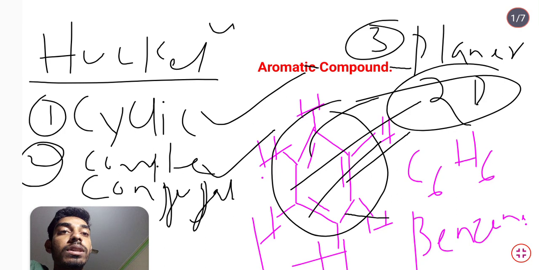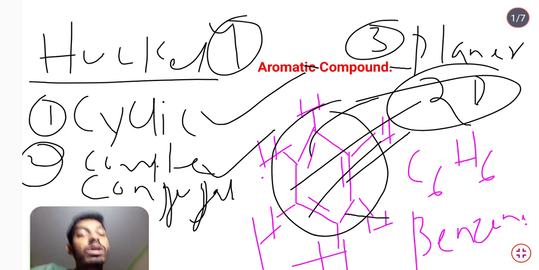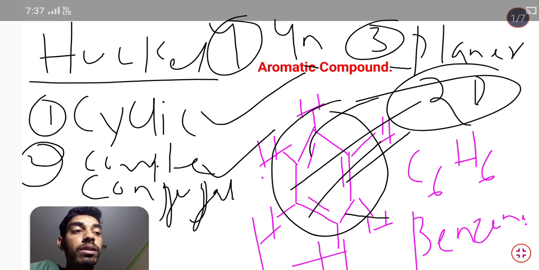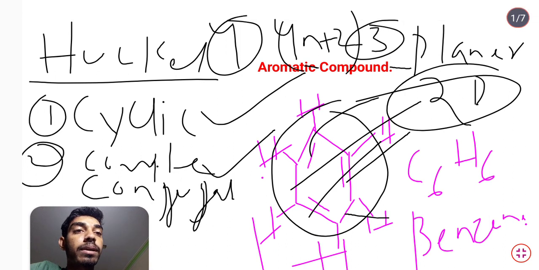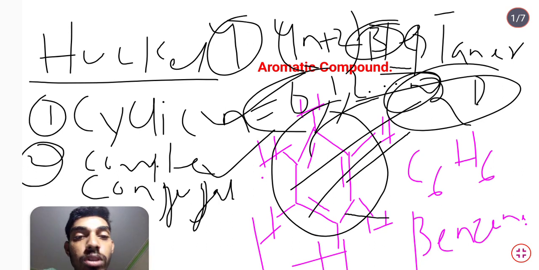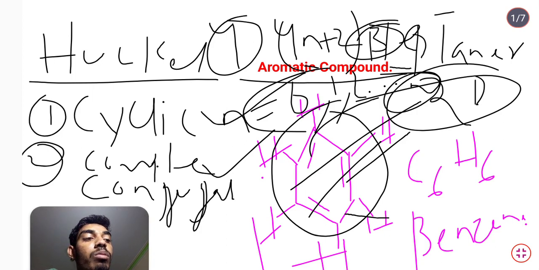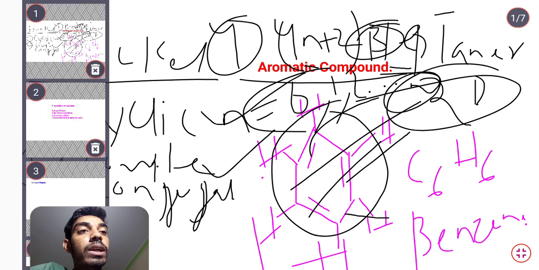And the fourth rule is the condition of (4n+2) pi electrons, where n equals 0, 1, 2, etc., up to n number. These are the 4 rules, and benzene satisfies all 4 rules. That's why it is named an aromatic compound. Benzene is the most famous aromatic compound, and it is very stable. We can conclude that aromatic compounds are most stable, and since benzene is an aromatic compound, benzene is also a most stable compound.